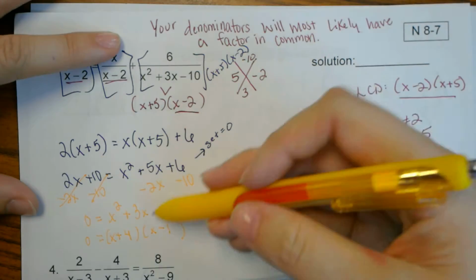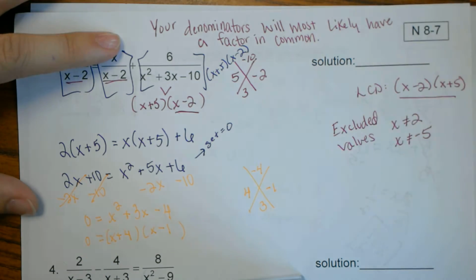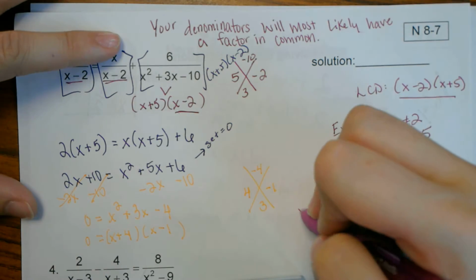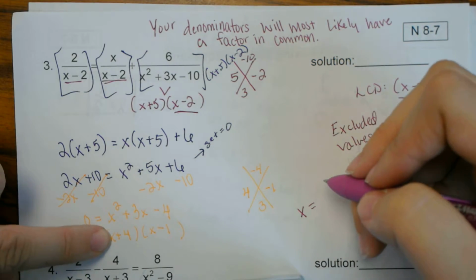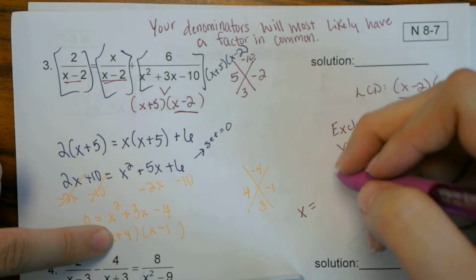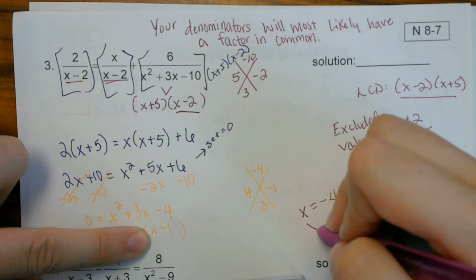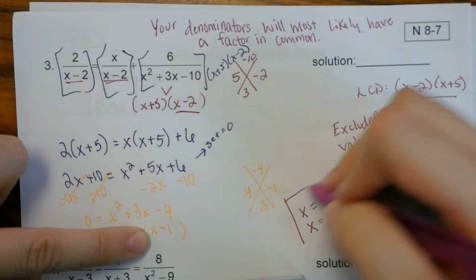And 4 and 1, regardless of if it's positive or negative, is not a 2 and a 5. So I should be good on my solutions. So I change my sign, so it's x plus 4, so it'd be x equals negative 4. Then minus 1, x would be positive 1.